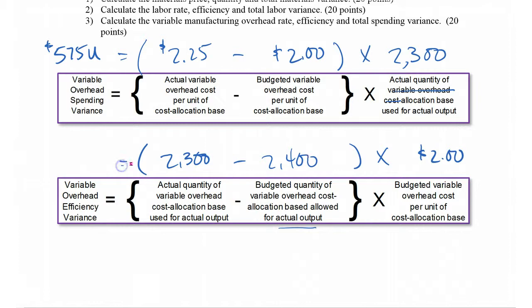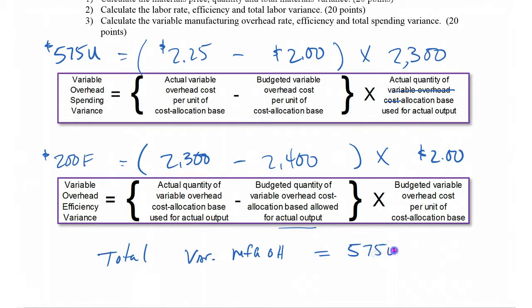So now we're going to have a favorable variance, right? It didn't take us as many hours as we had planned. So that is a $200 favorable variance. The difference is 100 hours, and 100 times 2 is 200. So then our total variable manufacturing overhead variance is 575 unfavorable spending plus 200 favorable efficiency, which gives us 375 unfavorable.